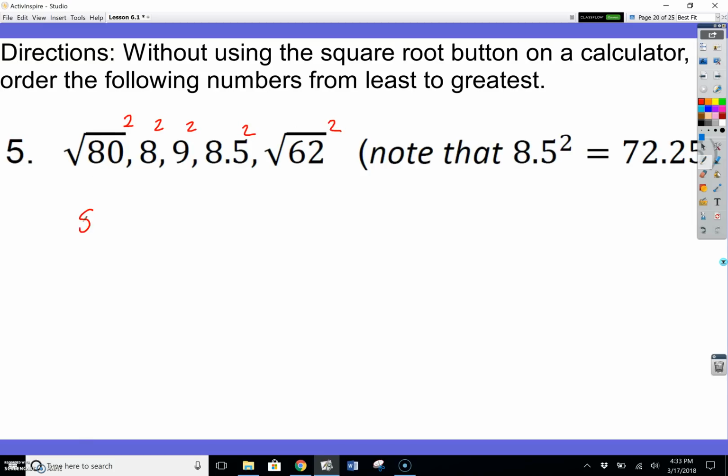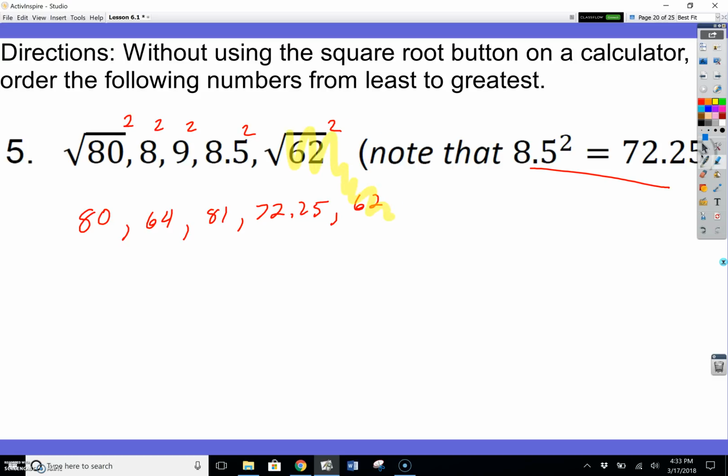this would give me 80, this would give me 64, this would give me 81, and it tells us that 8.5 is 72.25, and the square root of 62 is just 62. So now what I can do is I can easily line up these numbers.